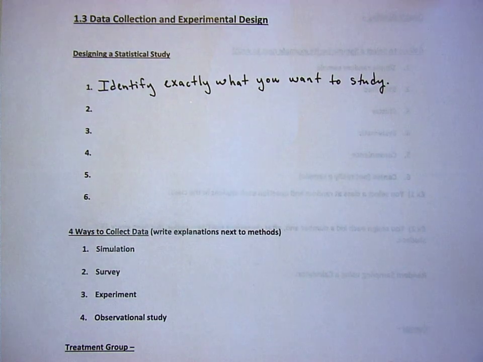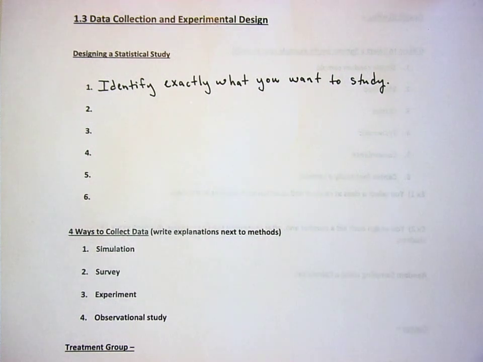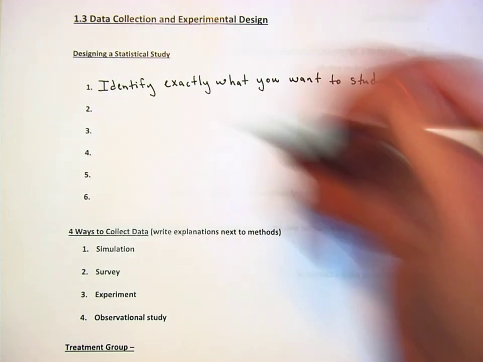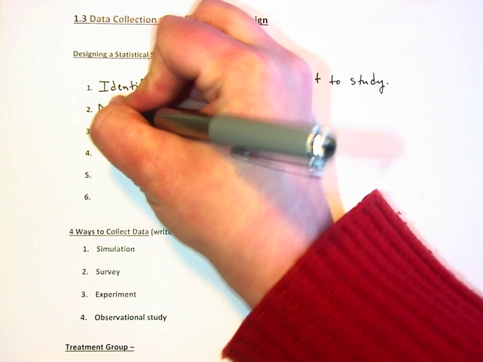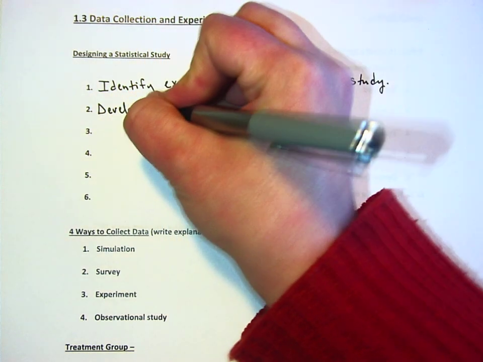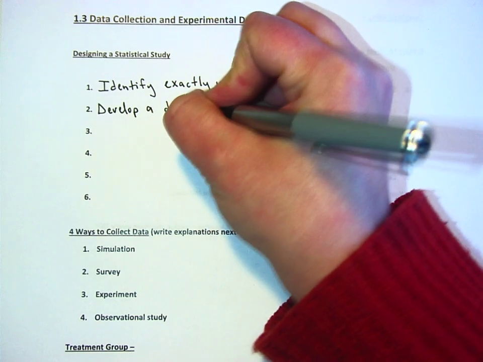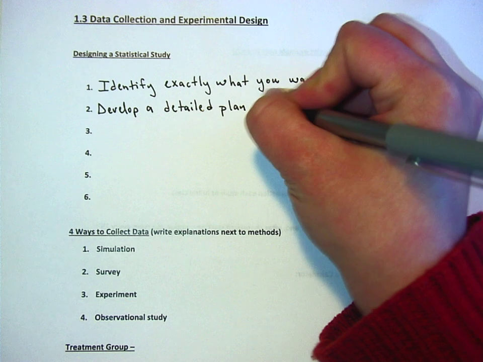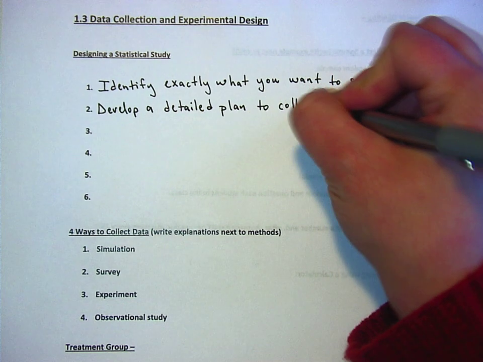As far as what exact data you need to study something, and how you're going to go about doing that. And that's step 2, is to develop a detailed plan to collect your data.